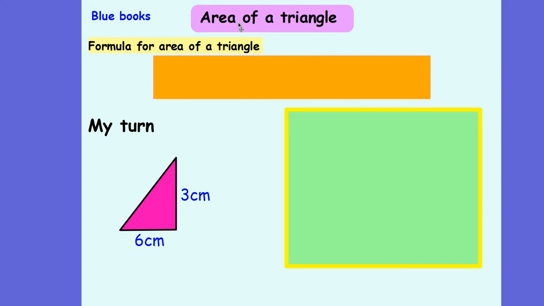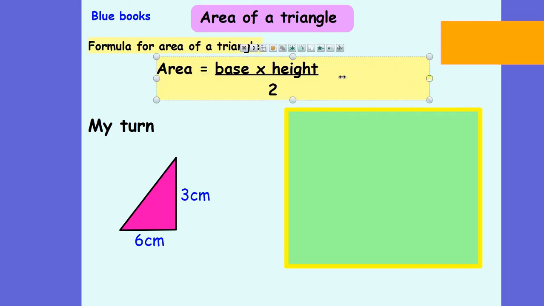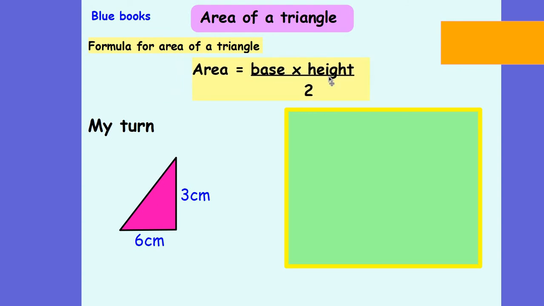So in your dark blue books, can you write me the title, area of a triangle, or in your neat work? And underneath, the area of a triangle is given by base times height, so the same as the rectangle, but this time we're dividing by 2. So pause the video and write down that formula for me, please.